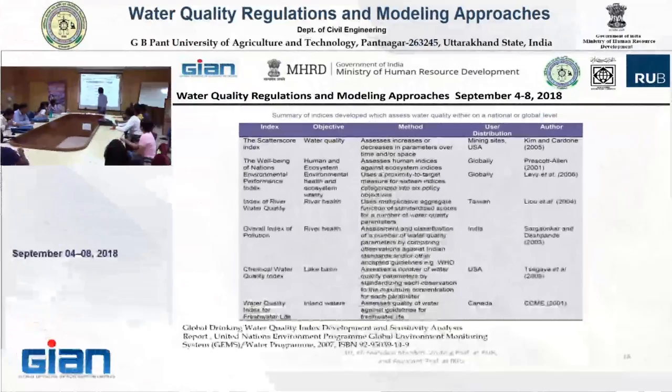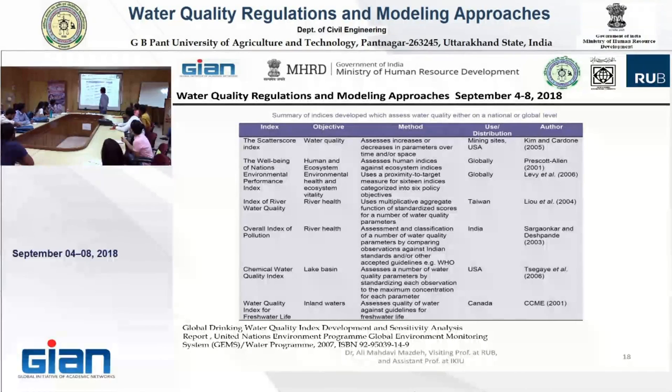Here we have around six that were developed before, and here you can see the methods they use. For example, the first one is the Scott score index, whose objective is water quality. This method uses mining, and it was used for mining sites in the USA. This is one of the indexes, for example.